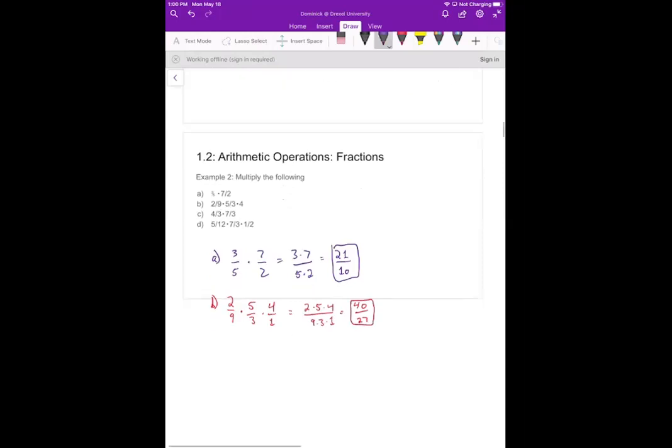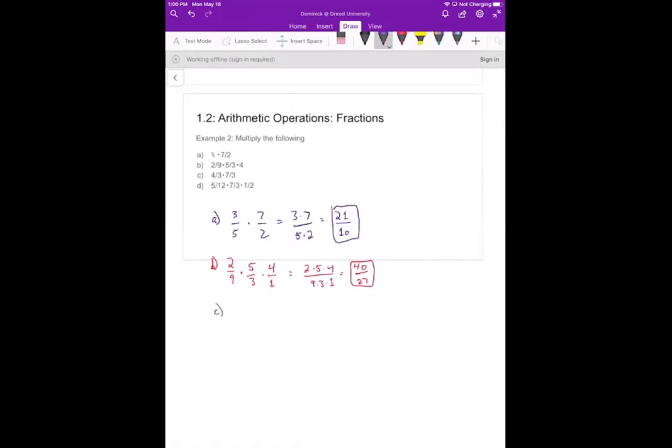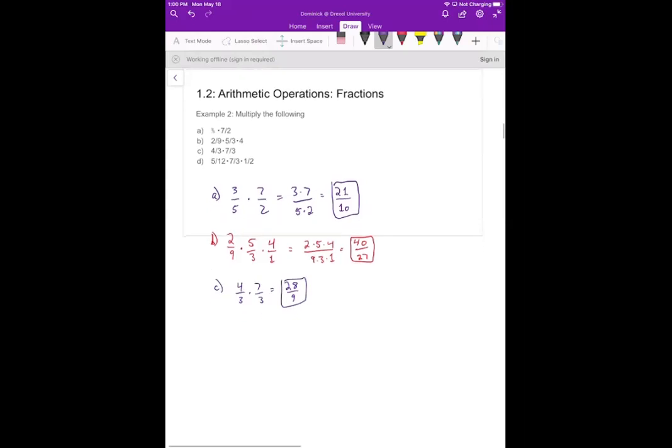All right, for part C, we have 4 over 3 times 7 over 3. And of course, if we multiply these two, I'm going to get a 28 over 9. Right, and then last but not least, part D, we have 5 over 12 times 7 over 3 times 1 over 2. So it looks like in the top, we're going to get a 35, right?